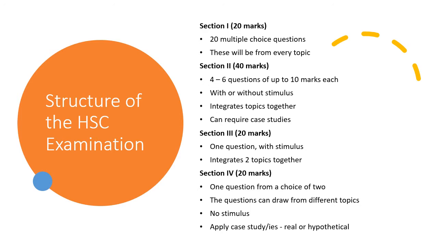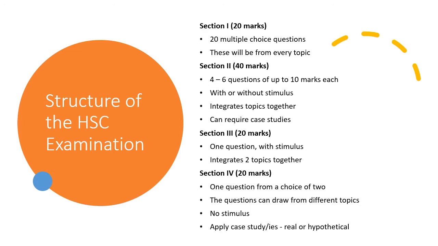I've just put here on the right-hand side what the structure of the HSC is going to be. This is also how your trial examination is going to be set out as well. So you'll have the 20 multiple choice. These will come from every topic, 4 to 6 questions of up to 10 marks each. So you may get stimulus or you may not. They may integrate topics together and they may require you to talk about some case studies.